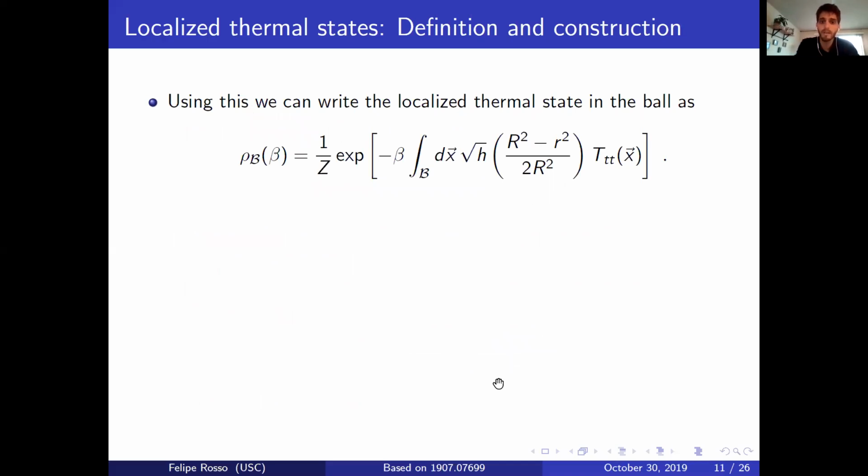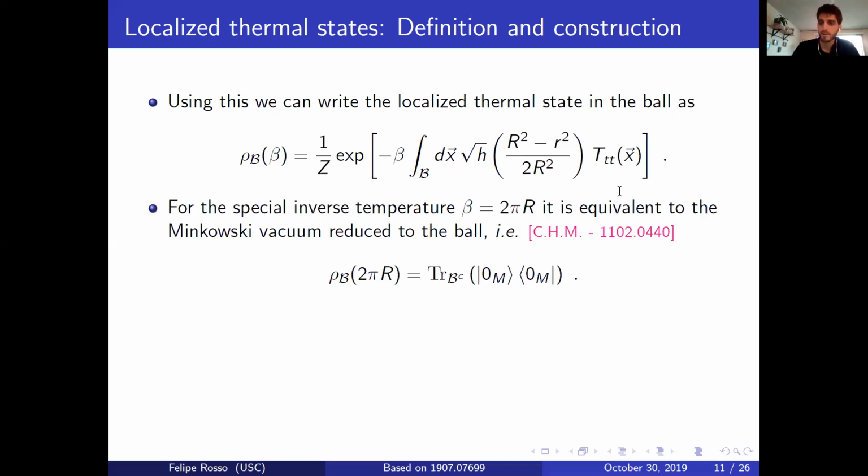For this particular case, we can actually write the localized thermal state explicitly, and we get this expression. Okay, here we have exponential of minus beta, and this over here is the operator that generates tau translations. For those of you familiar with modular Hamiltonians, this is practically the modular Hamiltonian associated to the vacuum and above.